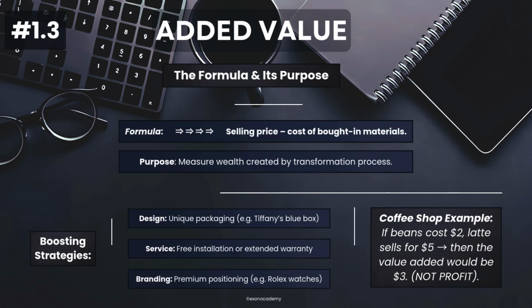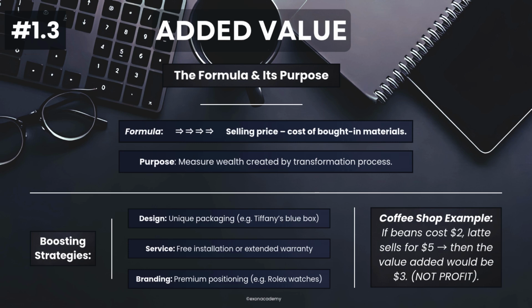Added value shows how much extra worth a business creates by turning raw materials into final products or services. You calculate it by subtracting the cost of materials from the selling price. For example, if a coffee shop buys beans for $2 and sells a latte for $5, the shop's added value is $3 per cup.